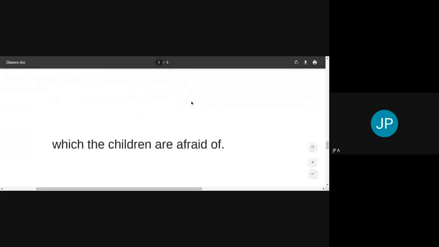That or which you can use. He owns a dog that or which can be used. Which the children are afraid of. He owns a dog that the children are afraid of.